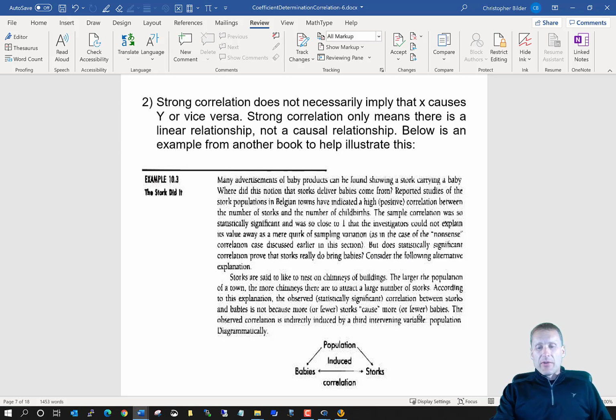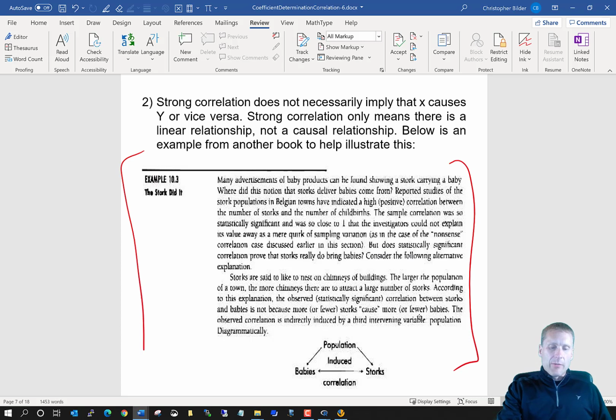Here's an example that I found in another book a long time ago when I was first starting to teach that I think still holds true here. And please read this on your own. But basically it shows you kind of a nonsense example of where there's a high positive correlation, but one cannot assume that this X here causes its corresponding Y. It doesn't make sense. So please read that on your own.